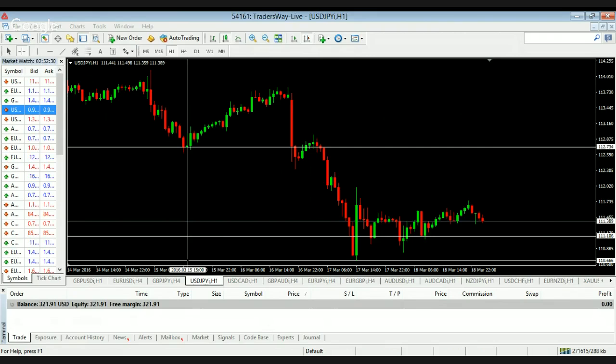And let me just clear something up when it comes to lots, because a lot of people misconstrue and don't use the proper verbiage when they're talking about lot sizes. The three main ones are the micro lot, the mini lot, and the standard lot. A micro lot is about 1,000 units, which is like 10 cents per pip. A mini lot is about 10,000 units, which is like $1 a pip, and a standard lot is about 100,000 units, which is actually $10 a pip.